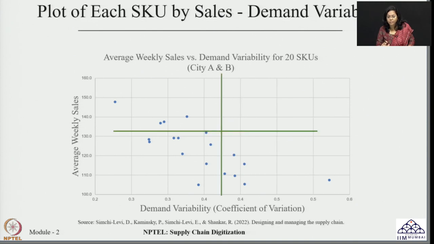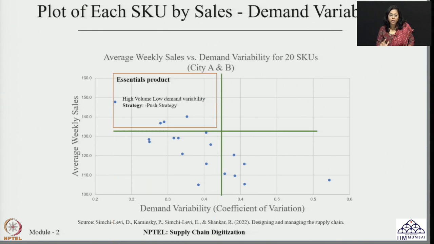So here let us try to build a quadrant system which is trying to divide the whole area into four parts, and which depends upon your demand variability and your average weekly sales. So here we can see that we have tried to formulate a quadrant, and let us try to understand each and every quadrant, what is the role that they are playing and what is the right supply chain strategy for the same.